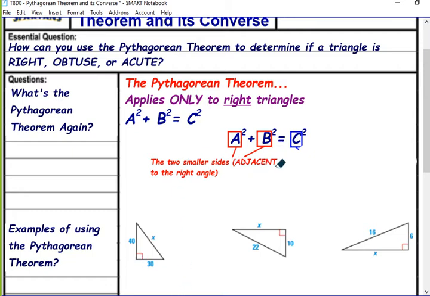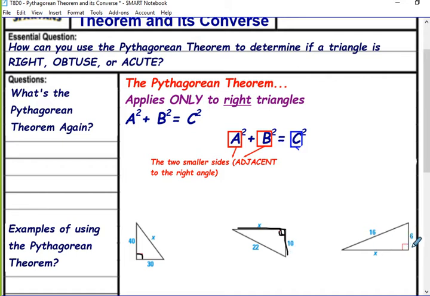And so if I'm saying they're adjacent to the right angle, if you look at this example down here, the right angle is here. 40 and 30 touch the right angle. X does not touch the right angle. Hence 40 and 30 are adjacent to the right angle. Same thing on example 2. Here we have the right angle, so adjacent to it should be X and 10 because those touch the right angle. 22 is opposite, or not touching, the right angle.